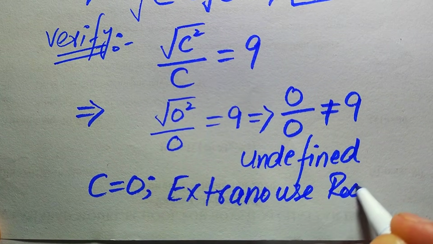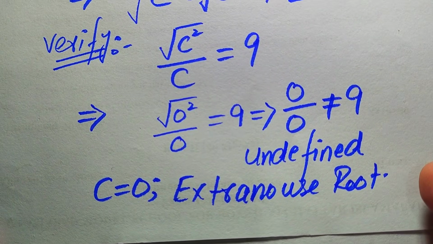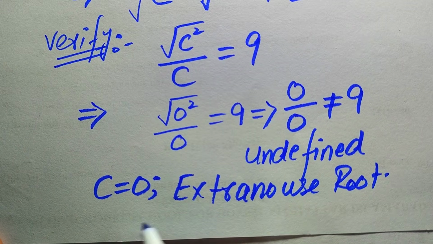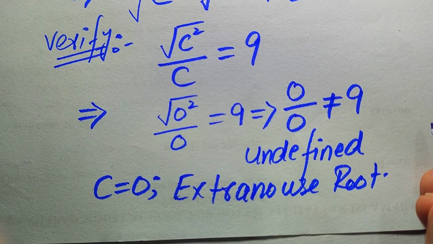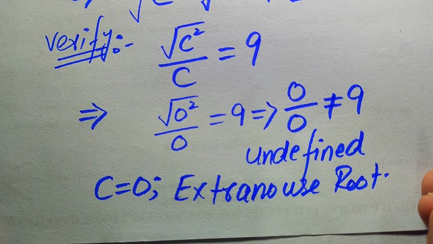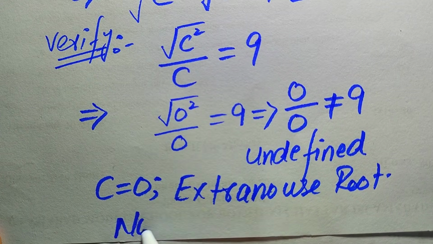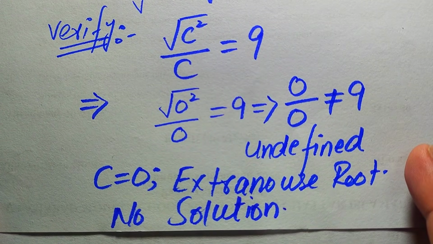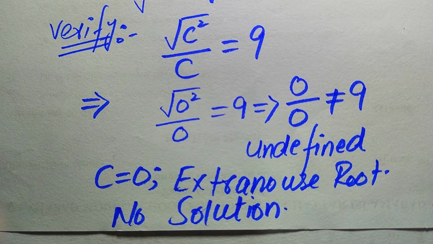Okay, so this is the extraneous root because it does not satisfy our given question statement. And finally we say that we cannot get any other value of c which satisfies our given question statement, so we say that this question has no solution in general. So this is our final answer which we get from the first method.